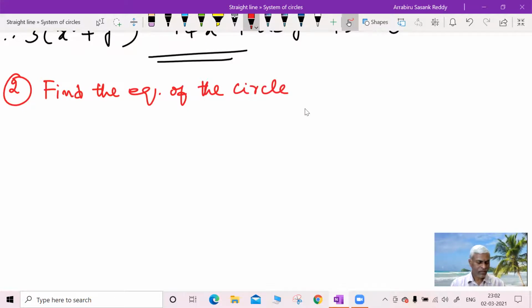Which is orthogonal to each of the following circles.